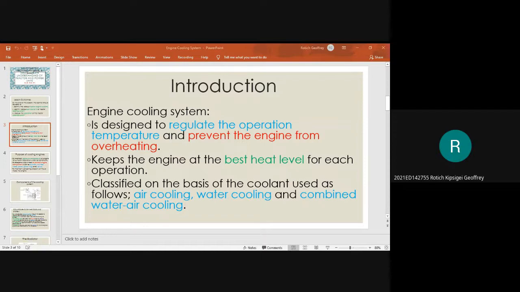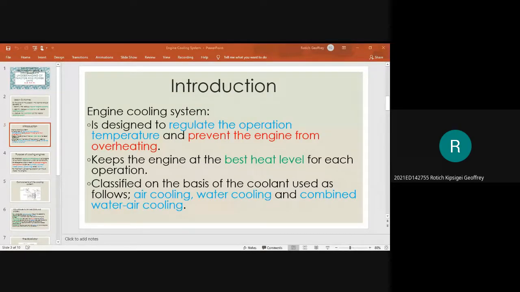So thank you so much. Isabella has taken us through the introduction. We have an engine cooling system designed to regulate the operating temperature of the engine and hence prevent the engine from overheating. So it keeps the engine at the best heat level for it to operate optimally. The cooling system of an engine can be classified according to the coolant or the cooling agent as air cooling engine, water cooling engine, or a combination of the two, water and air cooling.